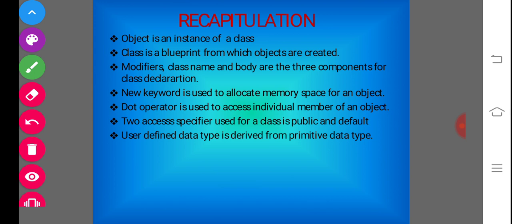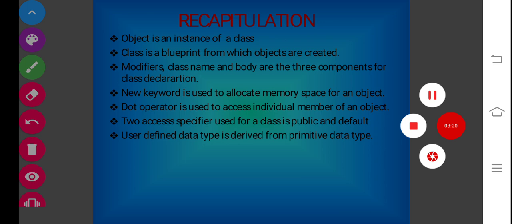The next is that the new keyword is used to allocate memory space for an object. The dot operator is used to access an individual member of an object, and the syntax is object name dot data member name. The two access specifiers are public and default, and a user defined data type is derived from primitive data types. The primitive data type's other name is fundamental data type. And this is the end of chapter 3 now.